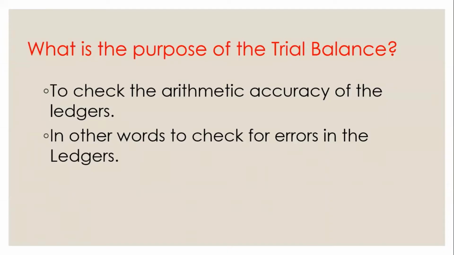So then we need to revise what the purpose of the trial balance actually is, right? The purpose of the trial balance is to check the arithmetic accuracy of the ledgers. In other words, the trial balance is supposed to check for errors in the ledgers. So where there are errors in the ledgers, the trial balance is supposed to pick it up, right? And one way you know that the trial balance has picked up an error is when the trial balance is not balanced, right?